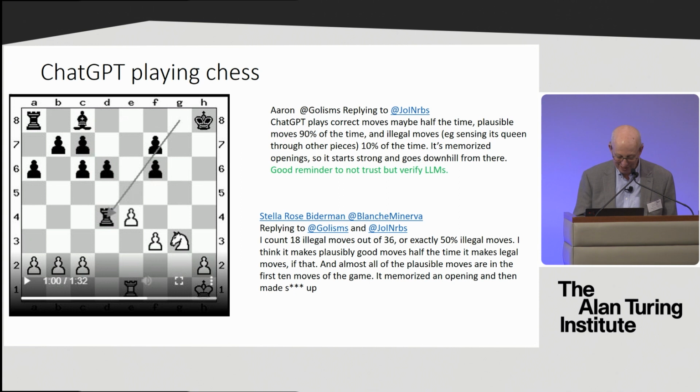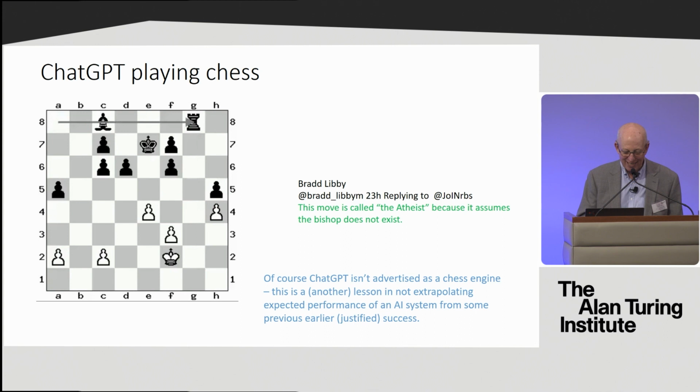My favourite, and this was supposed to be the joke of the talk, was this move made a bit later on in the game, where the rook is moved across, completely bypassing the bishop. Somebody suggested this move should be called the atheist, because it assumes the bishop does not exist. Of course ChatGPT isn't advertised as a chess engine, and it's unfair to use it this way. But it's another lesson, not just about ChatGPT, but in general about AI systems.